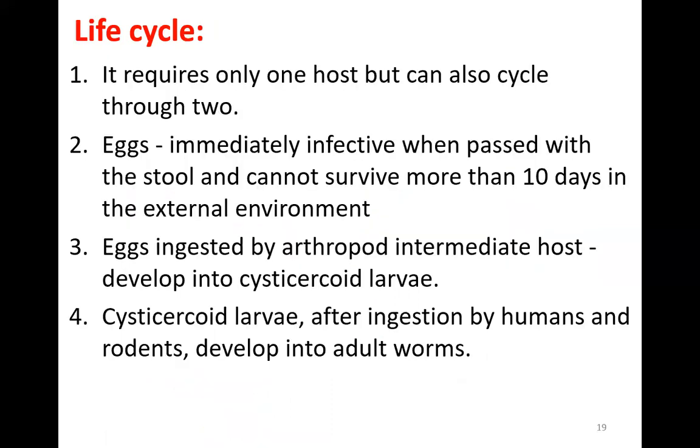So, repeating the life cycle once again, it occurs in only one host but can also cycle through 2. Eggs are immediately infective when passed in the stool and cannot survive more than 10 days in the external environment. Eggs ingested by the arthropod intermediate host develop into cysticercoid larvae. The cysticercoid larvae, after ingestion by humans and rodents, develop into adult worms.